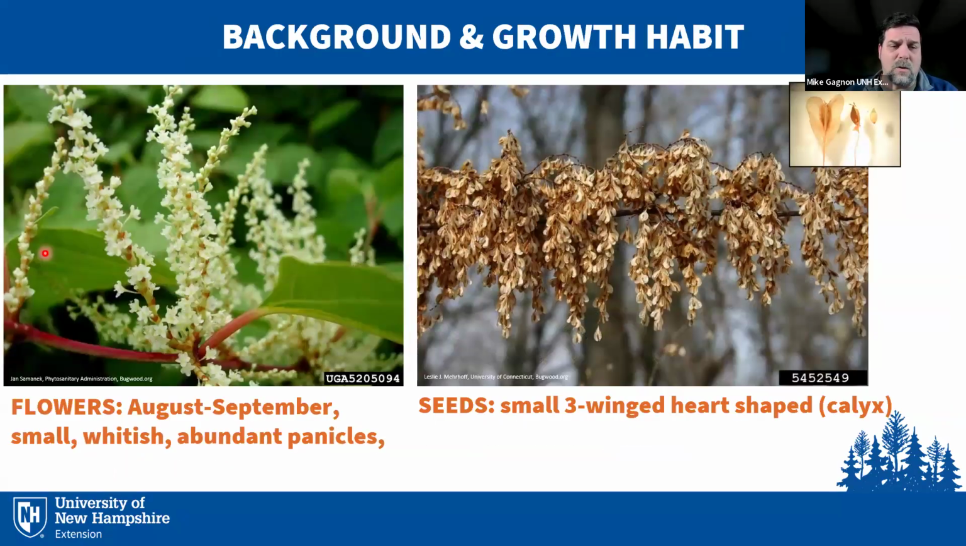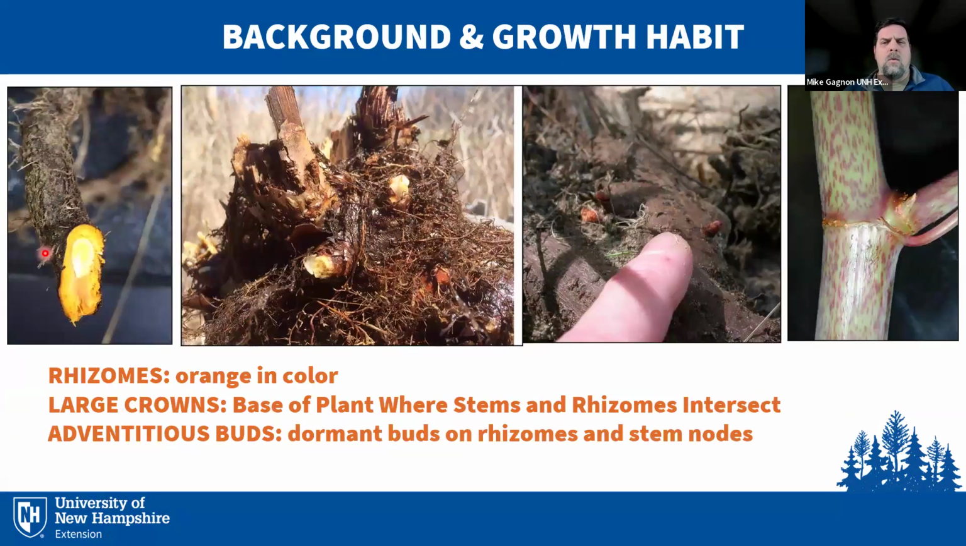So here are the flowers. Flowers from August to September, small, whitish, abundant panicles, and they become these three-winged, heart-shaped calyx seeds, right? When we get to the below ground part, it's got some other advantages. One that helps us recognize it is this very orange rhizome color, but these underground stems are full of dormant buds and capable of producing new knotweed colonies.